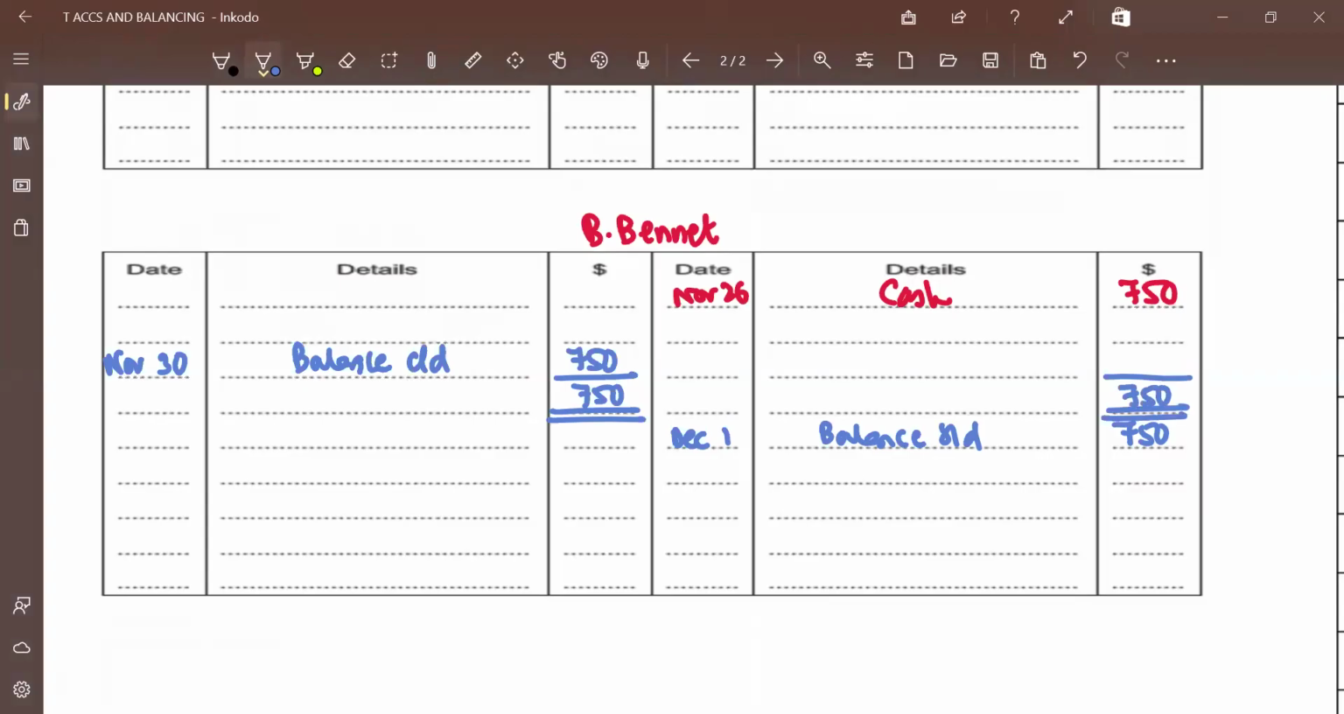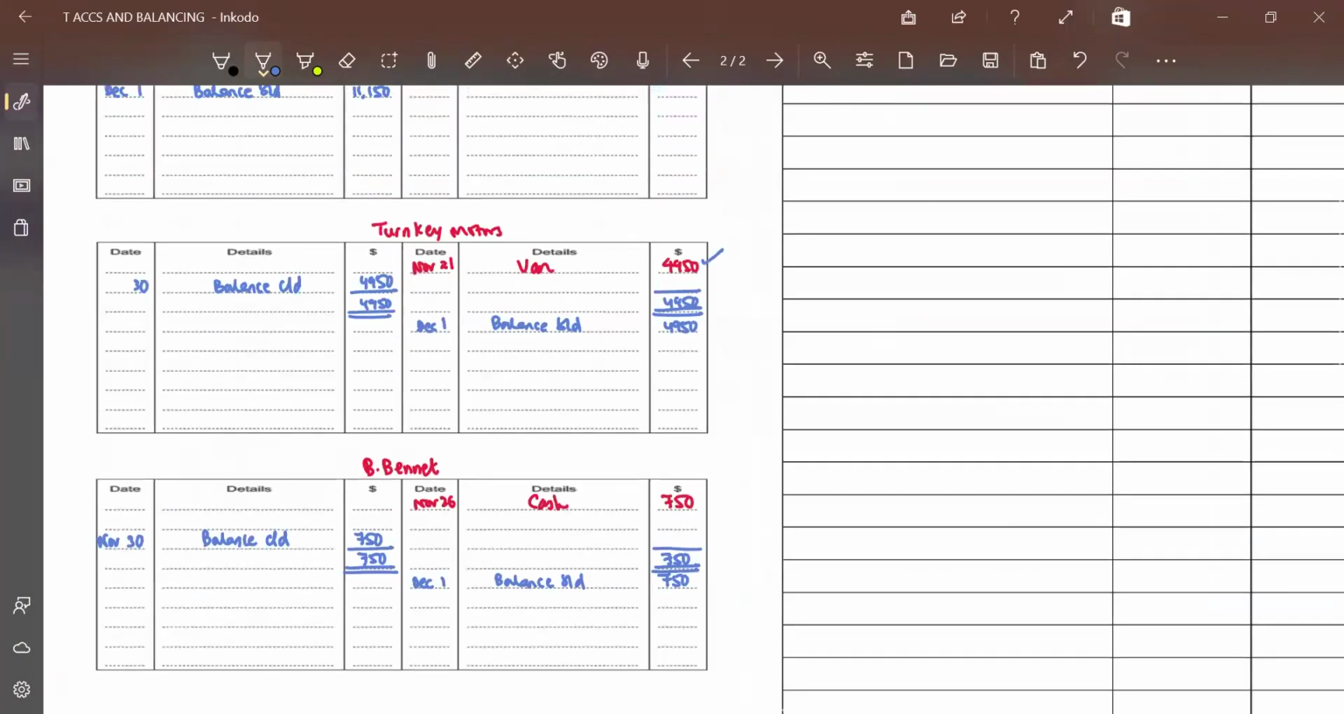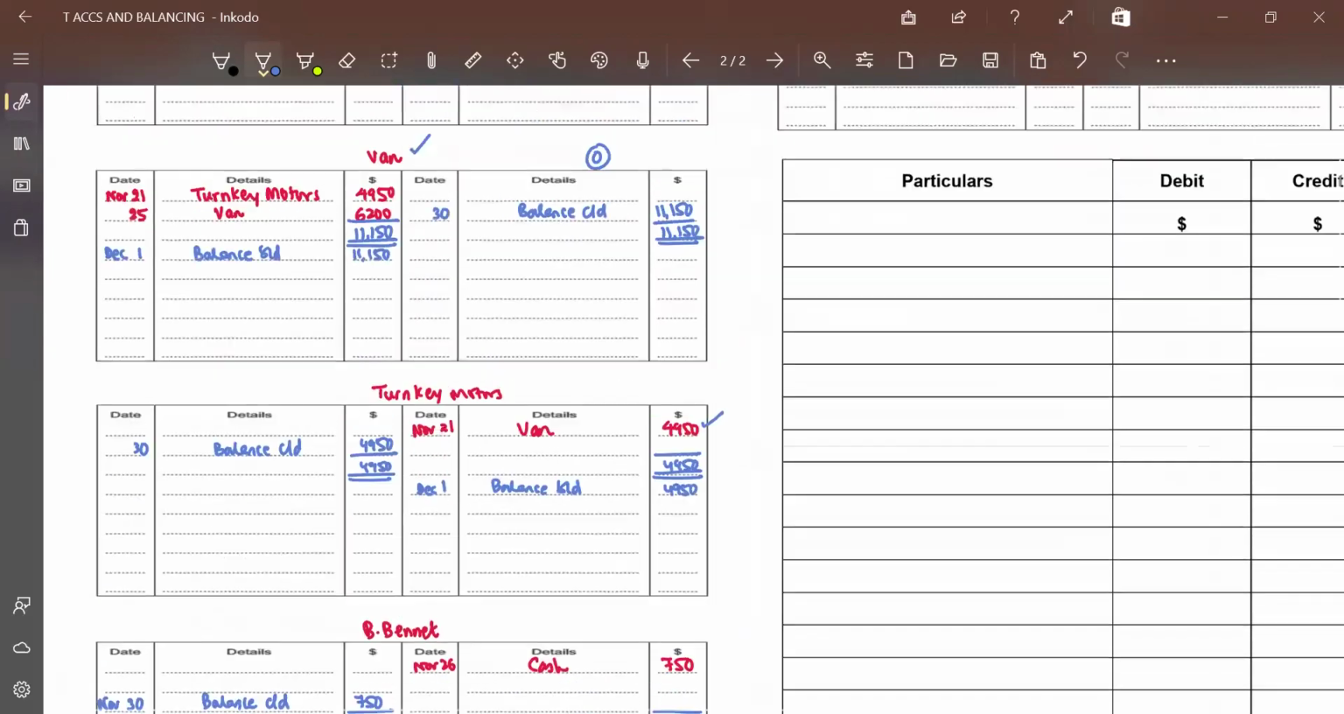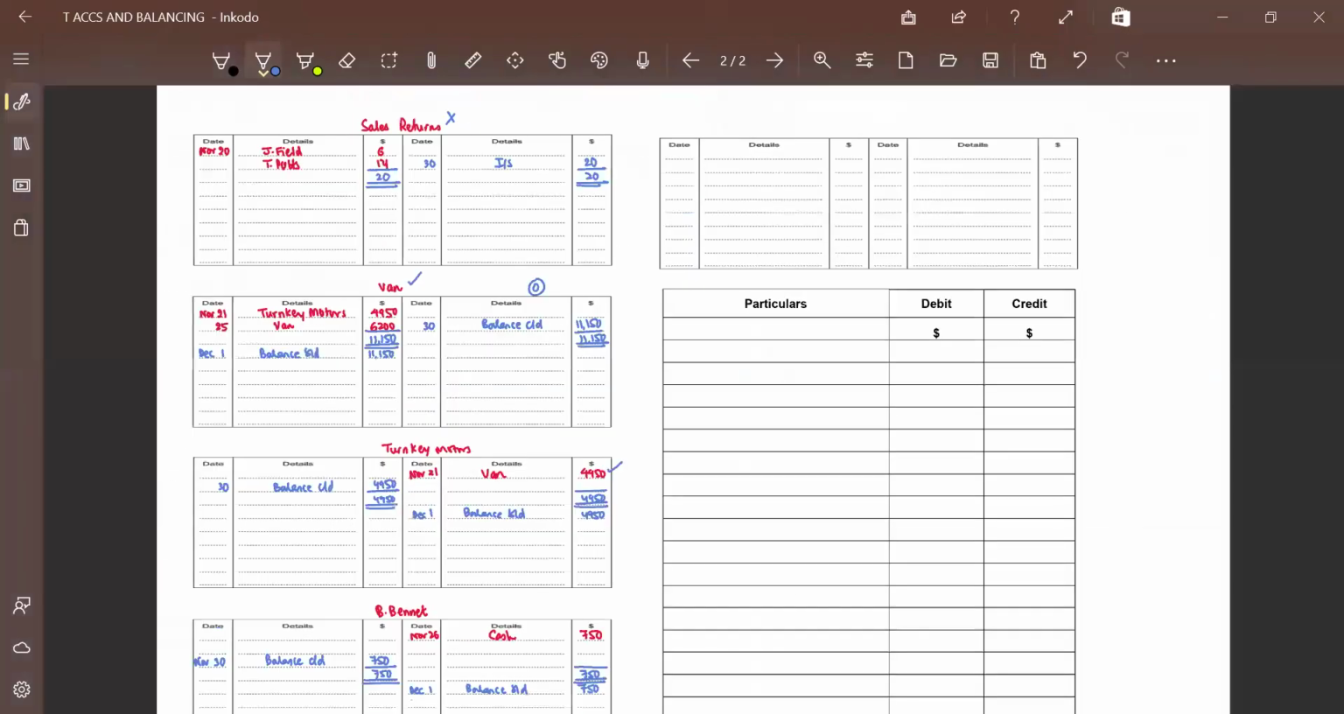You will make such mistakes. You're bound to, right? Please just be very careful. Then we have the last, I guess that's about it. We've balanced all the T accounts. We'll start posting the balances to the trial balance.